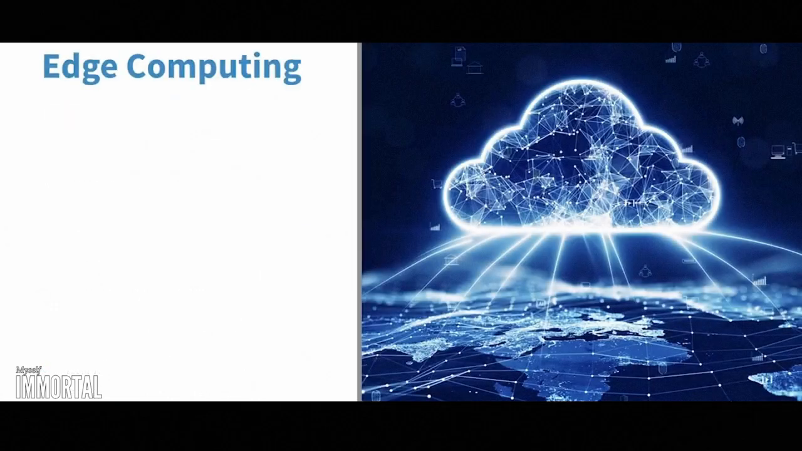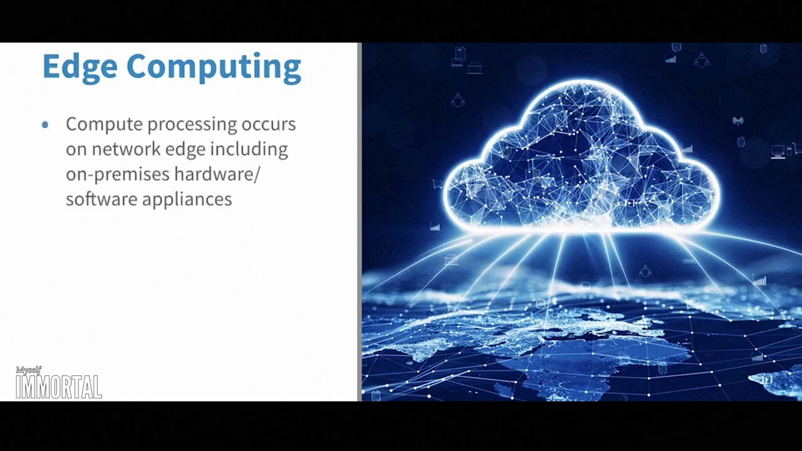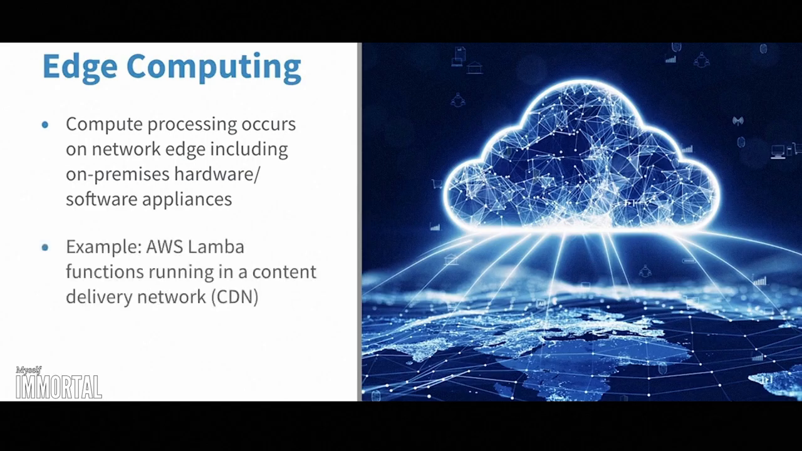Then we have the notion of edge computing that we need to be aware of. What this means is that we have some kind of compute processing occurring not just centrally in the cloud, but on the network edge. What does that mean? It means on premises. It means in a content delivery network environment. With on-premises configurations, we can have a hardware appliance provided by the cloud provider, or it could be a software appliance, which really just means it's a virtual machine that you can download from the cloud provider that runs on-prem. And what it would do is do some kind of local processing, maybe anonymizing data, and that can even be customized.